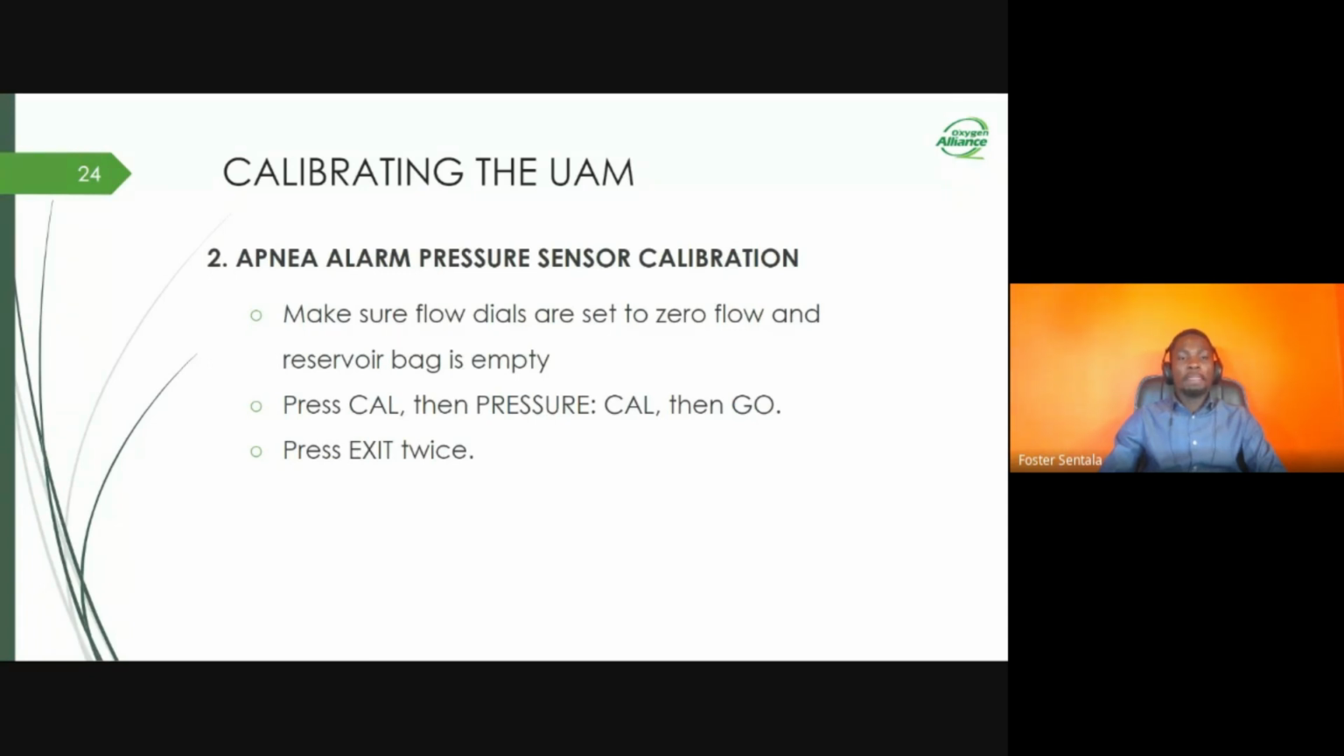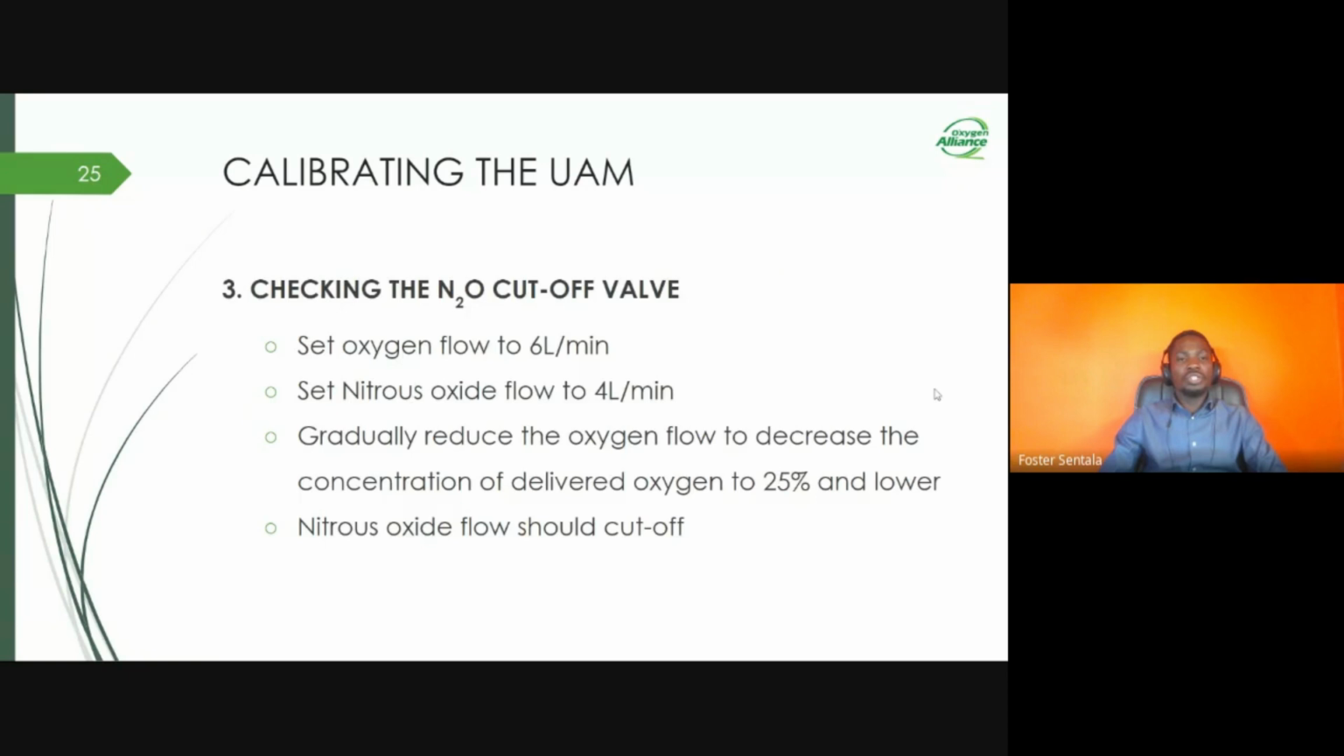Moving on, the final thing that you need to check is whether the nitrous oxide cutoff valve is working perfectly before you administer anesthetic agents to the patient. You don't want to have cases where you are overdosing your patient with nitrous oxide. To check this valve, you set the flow of oxygen to at least 6 liters per minute, and you also open the nitrous oxide flow to at least 4 liters per minute. So you have both flows for oxygen and nitrous oxide.